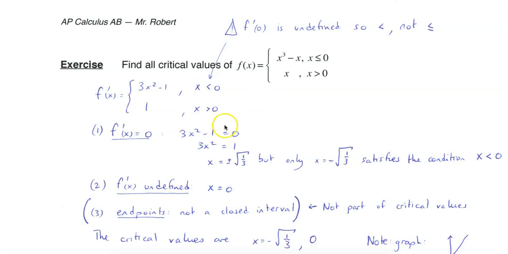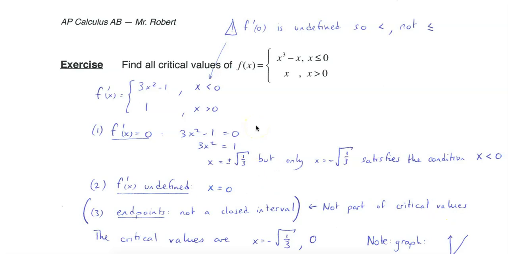But the idea is similar. We want to find the derivative and then set up f prime of x equals 0 and f prime of x undefined. You can see that I put number 3 in parentheses because it is doubly irrelevant. Firstly, it's irrelevant because it's not even a closed interval, so there's no endpoint. And secondly, it's irrelevant because it's not a critical value. The endpoints are not part of the critical values.